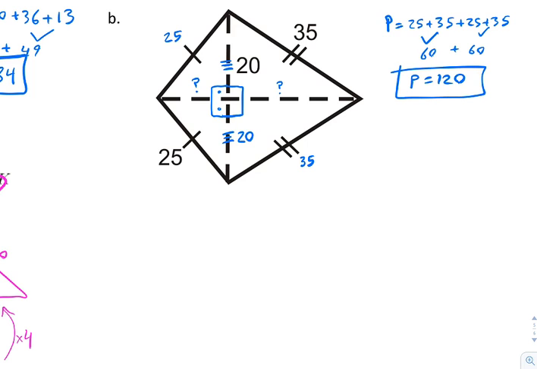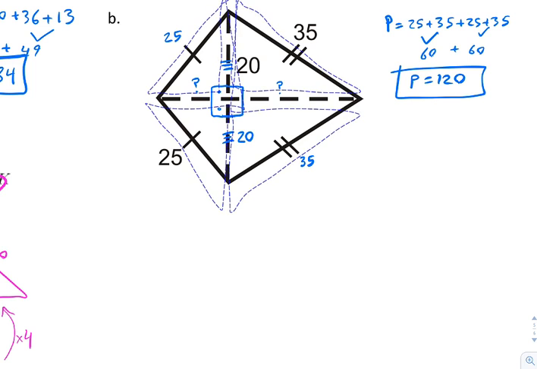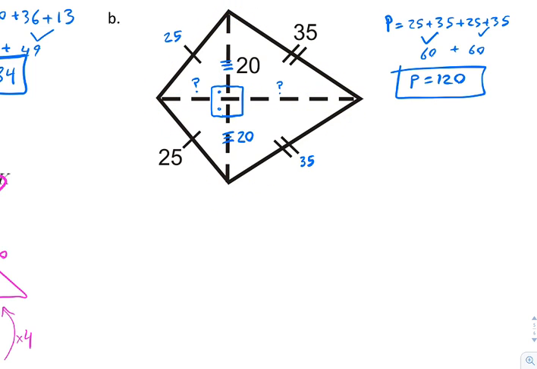But the area we could do in two ways. We could look at this as two triangles, right? We could look at this triangle on top and then multiply that area by 2. Or we could find the area of this triangle plus the area of this triangle plus the area of this triangle plus the area of this triangle. So we've got all sorts of ways we could use it.